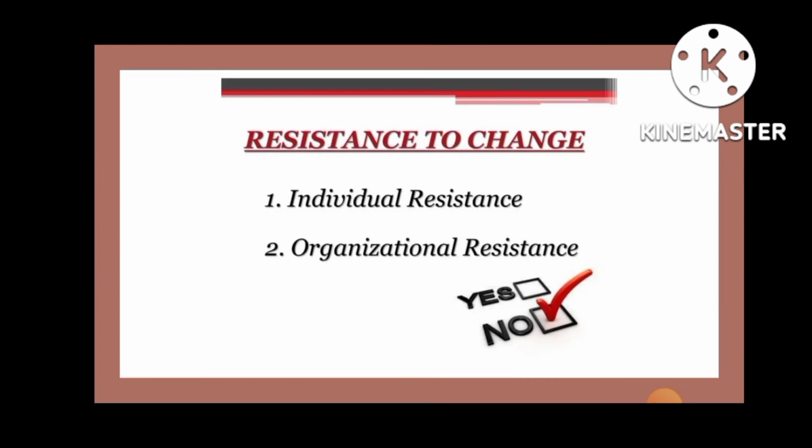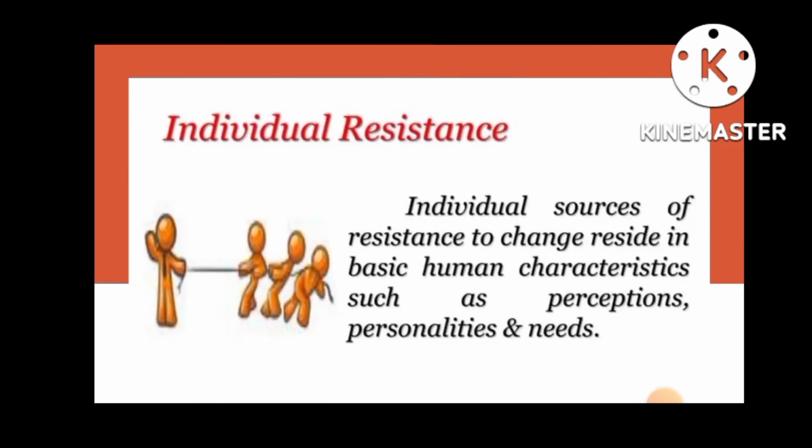So there are two types of resistant to change, namely we have individual resistance and the organizational resistance. So when we say individual resistance, sources of resistance to change reside in basic human characteristics such as perceptions, personalities, and needs. So, of course, you are resistant to change because maybe you are thinking otherwise, or you're thinking further changes that you cannot embrace with, or you are not open with the changes just for now.